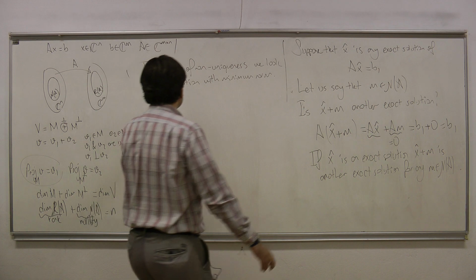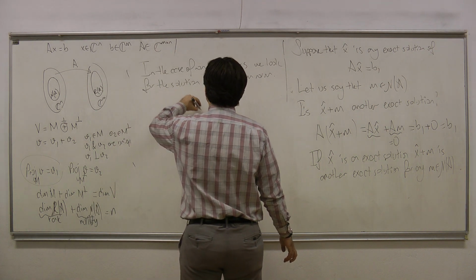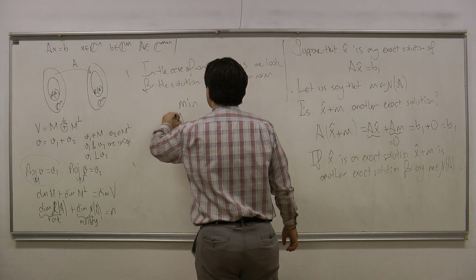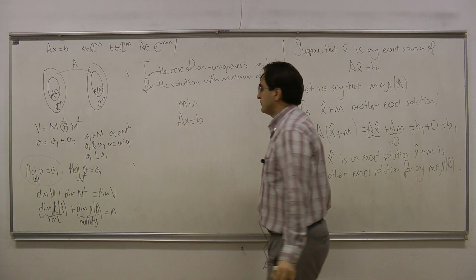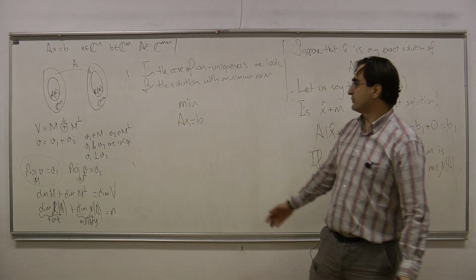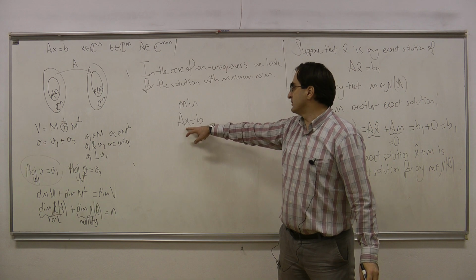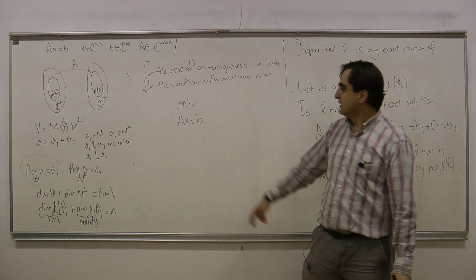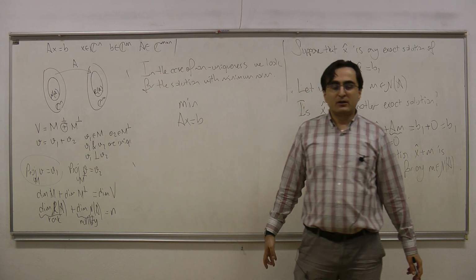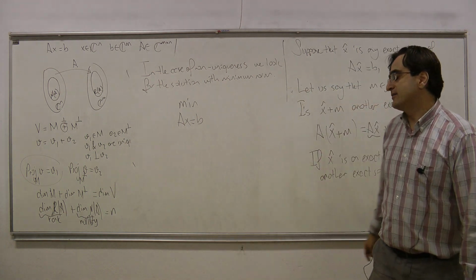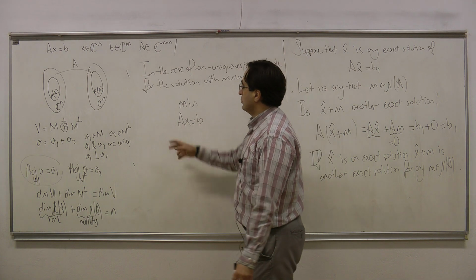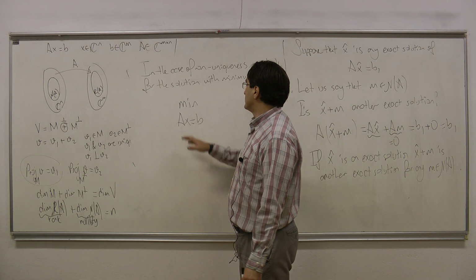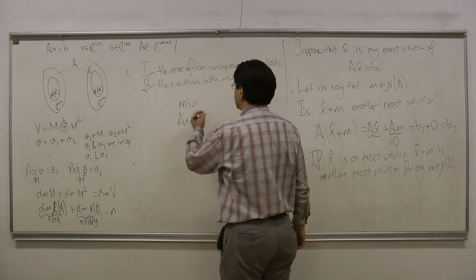So what does this mean? We are trying to solve the following minimization problem. Suppose that there exist exact solutions, but there are infinitely many of them. In this case, I will write this as Ax equals B. Suppose B is inside the range space of A, and if the null space of A is not only the zero subspace, then there would be infinitely many solutions to this equation.